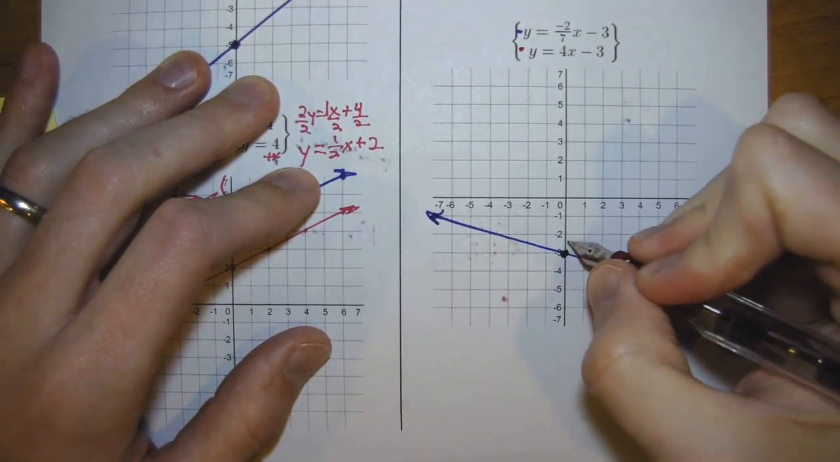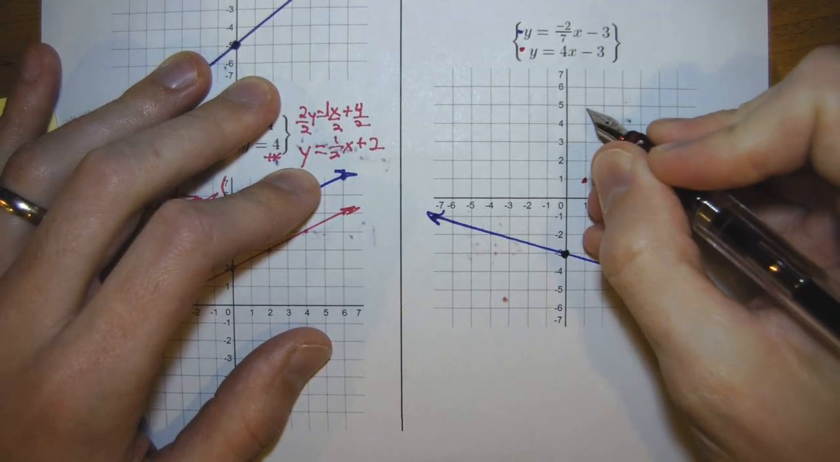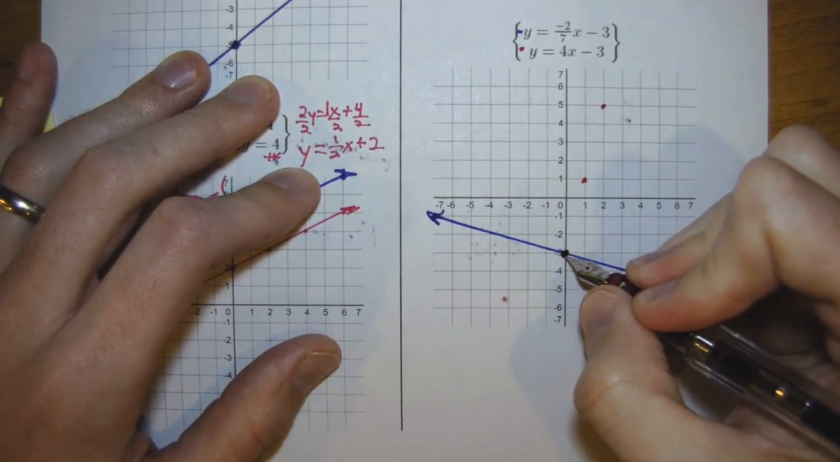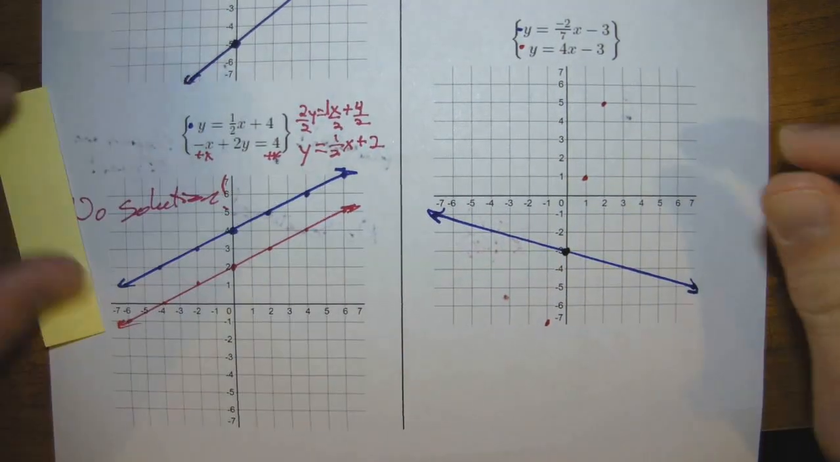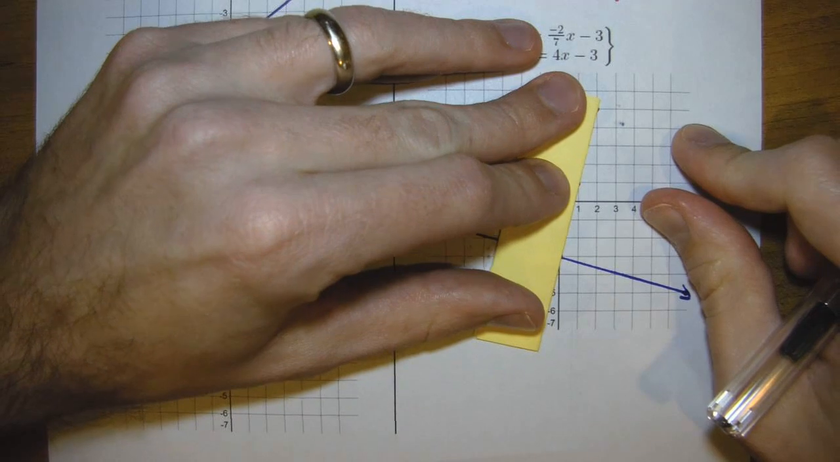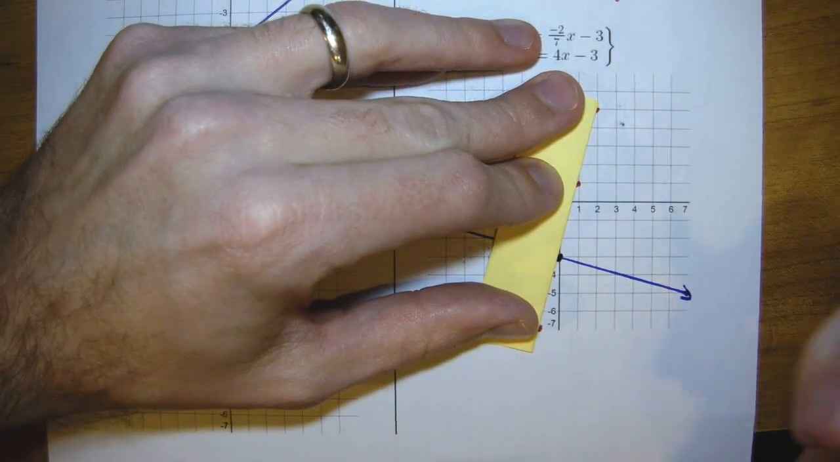Slope is 4. So we'll go up 1, 2, 3, 4, right 1. Up 1, 2, 3, 4, right 1. And then, of course, the opposite direction, down 1, 2, 3, 4, and over 1. Ooh, just about didn't make it there. We can draw on the line because we were asked to in our directions. Go ahead and draw those lines. Find that point of intersection.